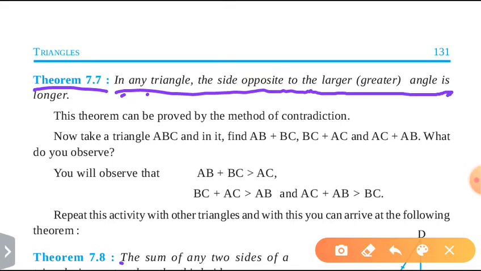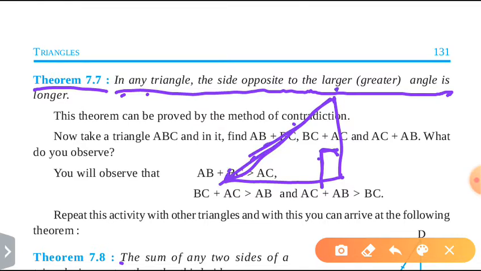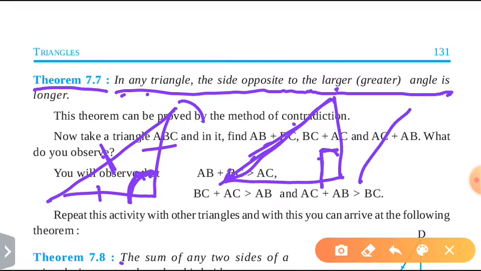You should understand this. If you make any triangle like this, suppose this is the largest angle, so this side will be the largest opposite to this. If we make an obtuse angle triangle, suppose this is an obtuse angle, so this side will be the largest side among all three sides. If you make a triangle like that, and suppose this is the smallest angle, so this will be the smallest side also. This is the opposite of this theorem.